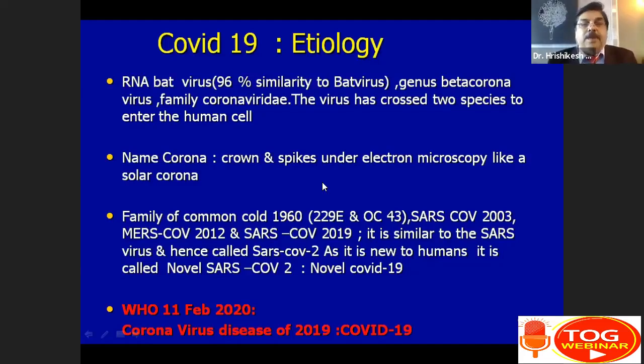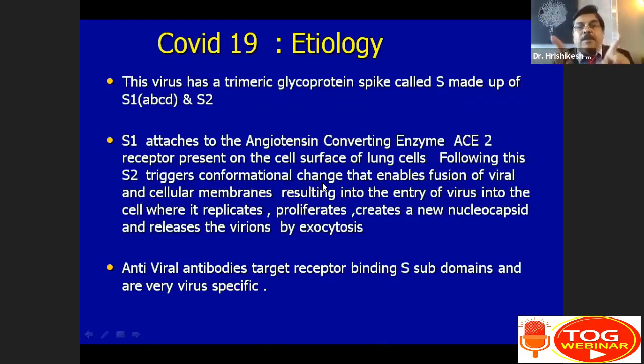If you see this virus, it has the spikes of the virus as a trimeric glycoprotein spike, and it is called spike S, and it has got two parts, S1 and S2. S1 has got four subunits A, B, C, D. S1 attaches to the angiotensin converting enzyme, that is the ACE2 enzyme, which is present on the cell surface of lung cells. And following this, S2 triggers the conformational change that enables the fusion of the virus and the cellular membrane, and this results in the entry of the virus into the cell where it replicates, proliferates.